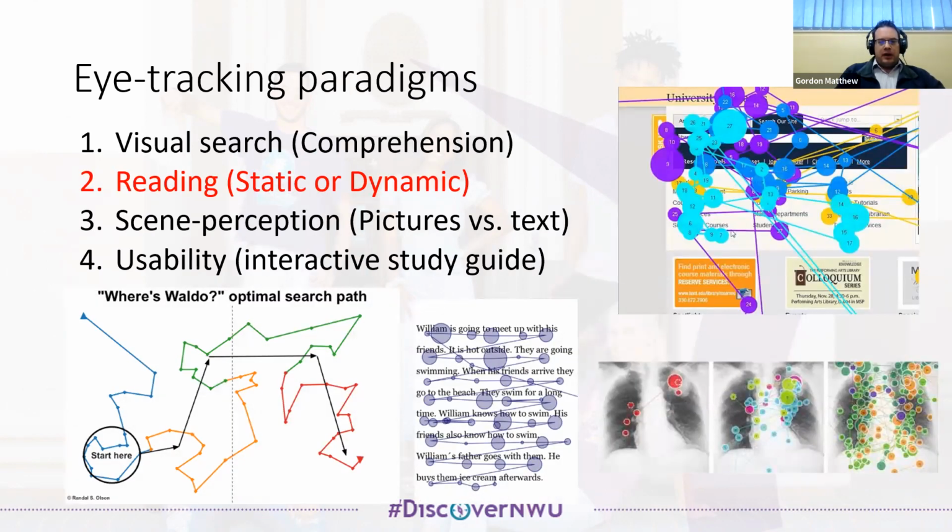So there are four main paradigms of eye tracking. First, visual search, searching for information, looking for specific tasks. Then reading, static or dynamic. Then scene perception, which looks at how people interact with a scene. It could be a painting, or in this case, the picture with the lungs, an expert versus a novice, or intermediate versus a novice at the far right, when they diagnose specific lung ailments.